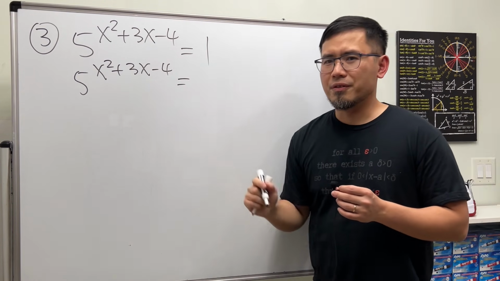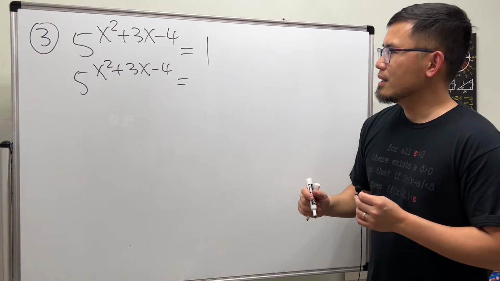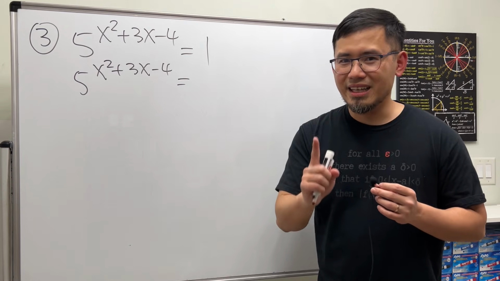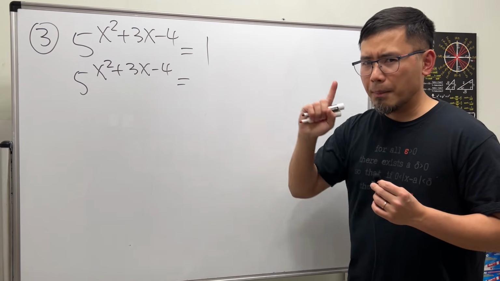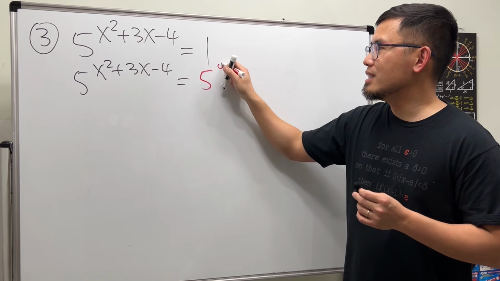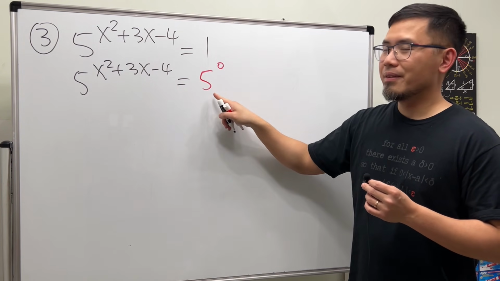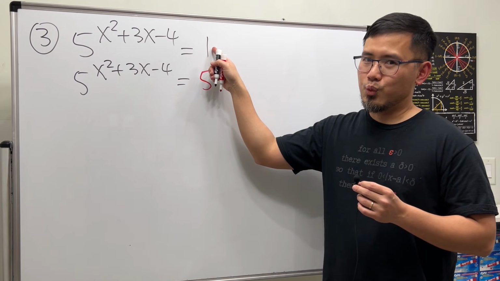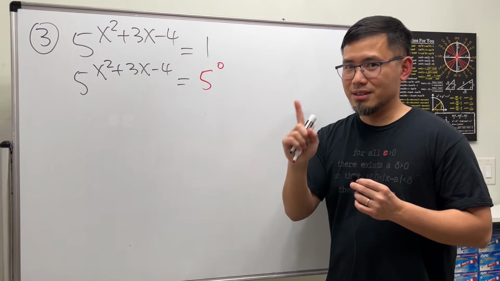But now, how about for the 1? Can we really make the same base? The truth is, yes. For the 1, we can purposely write it as 5 to the 0 power, right? Remember, any non-zero number to the 0 power will give us 1. 5 to the 0th power is indeed equal to 1.